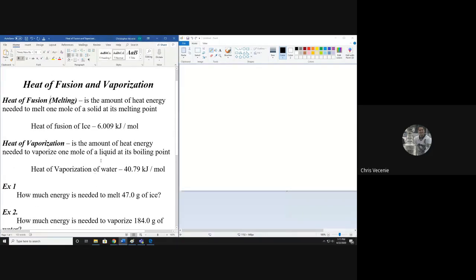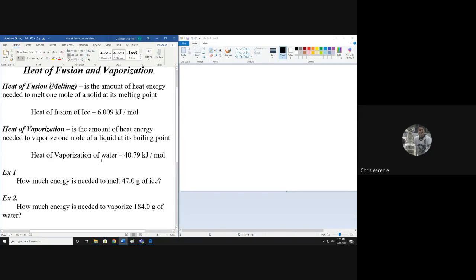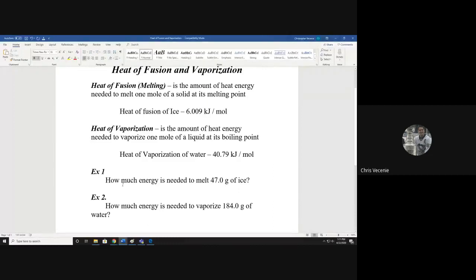All right, go ahead, take a short time here, and copy down what you see there about heat of fusion and heat of vaporization. And you can copy down example 1, but don't go any further than example 1.